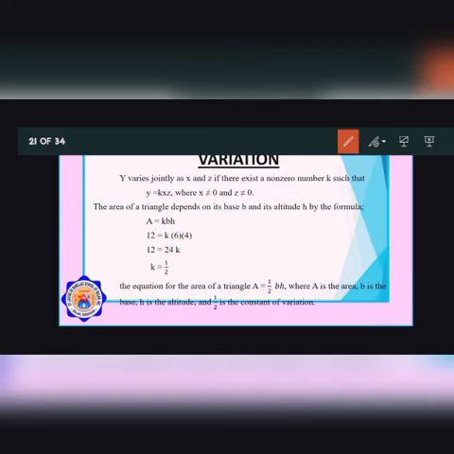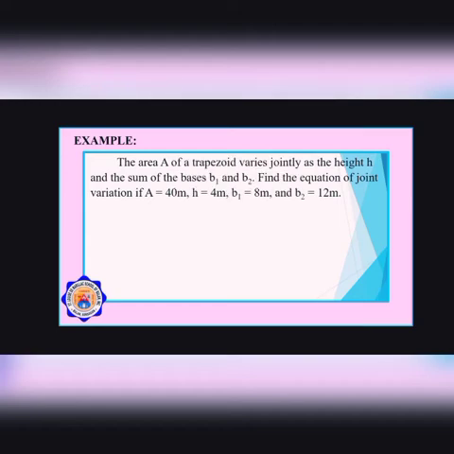Next is the example number 1. The area of a trapezoid varies jointly as the height h and the sum of the bases b sub 1 and b sub 2. Find the equation of joint variation if a is equal to 40 meter, h is equal to 4 meter, b sub 1 is equal to 8 meter, and b sub 2 is equal to 12 meter.